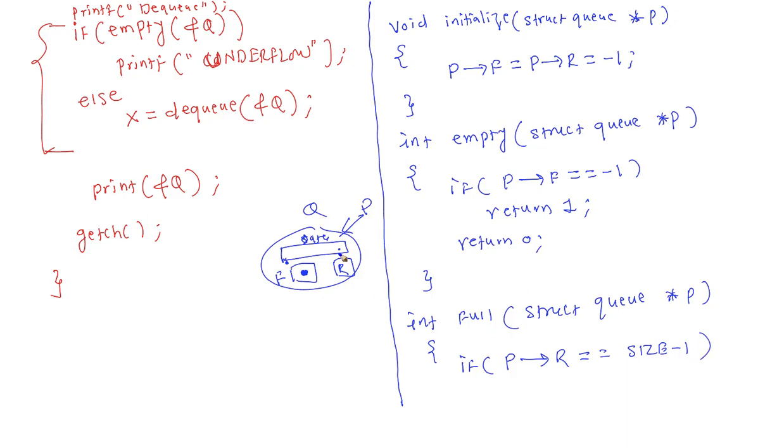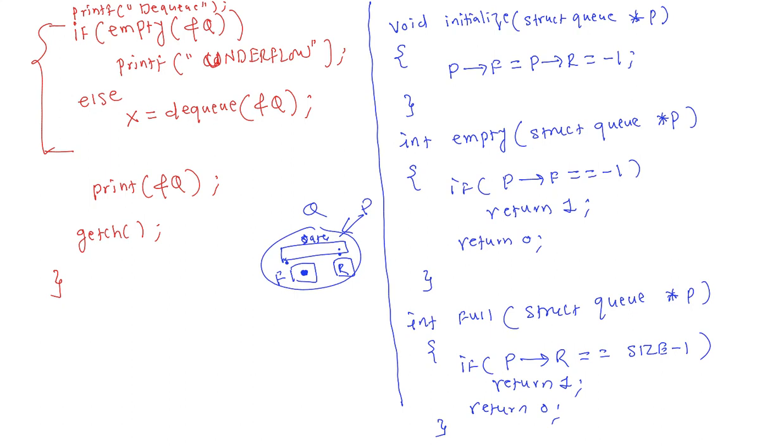the last location will be size -1. Size here in this case is a macro whose value is 10. So this will be 10 -1, 9. If r is the last location, which is 9 in this case, then we'll say that the queue is full, and that's why we'll return 1. Else we'll return 0. That is the full function.